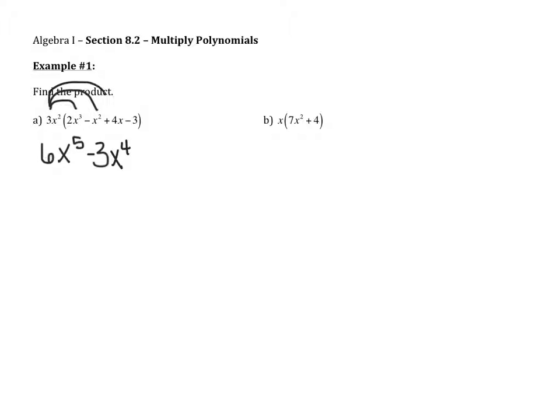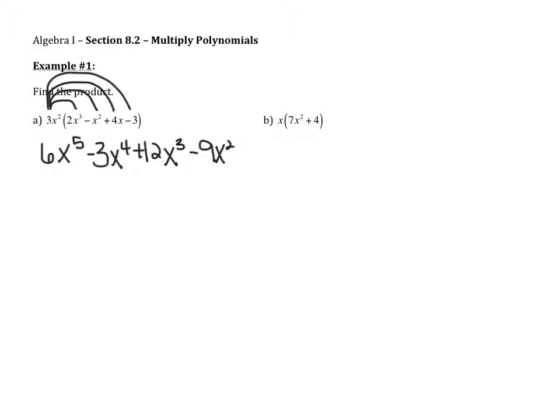Next, 3x squared times 4x, so just take the 3 times the 4, which is 12. And then I would have x squared and x to the 1st. So adding those together, I'd have x to the 3rd, or x cubed. And then finally, I would take the 3x squared times the negative 3. So 3 times negative 3 is negative 9. And then there is no x's on the negative 3, so it's just going to stay as x squared. And that would be my product of part A.